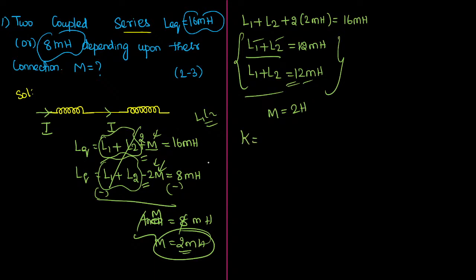Is it possible to calculate the value of the coefficient of coupling? No sir, the data is insufficient. Why is it insufficient? To know the value of the coefficient of coupling, I must know M divided by the square root of L1 into L2. But you might have observed this expression carefully. In this case we have L1 plus L2, but we don't have L1 into L2, so that is not possible. If they had asked this question, the answer would be insufficient data, sir. We cannot break the value of L1 into L2.